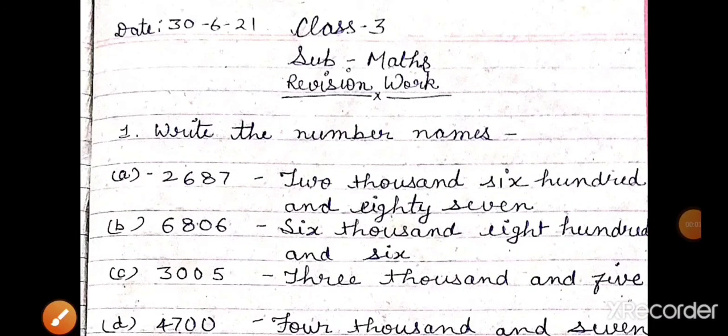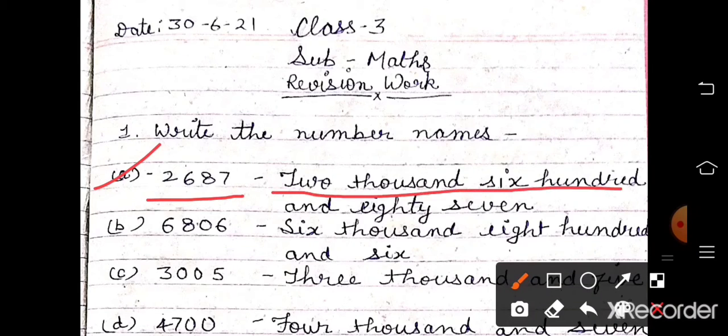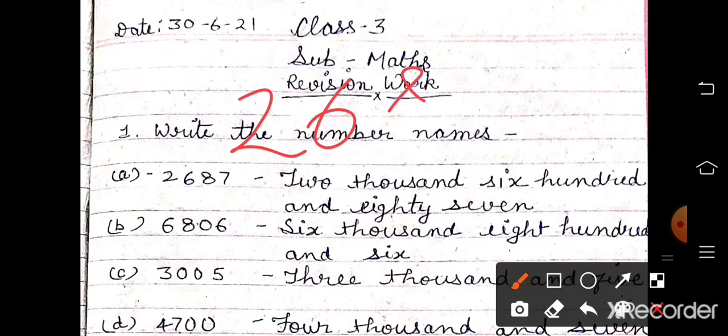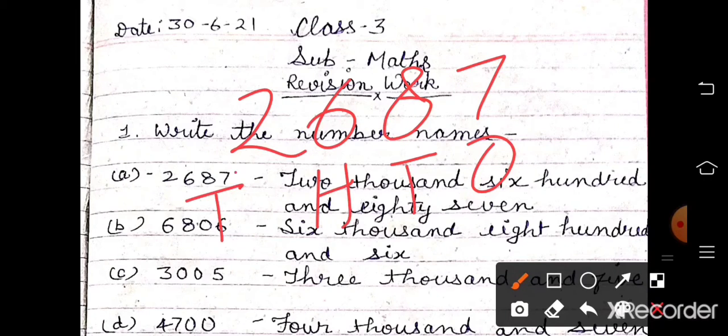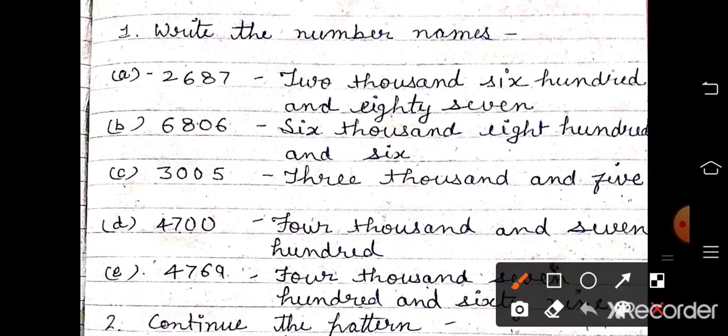Okay, so this is the solution. Question number 1, write the number names. A part, 2687. 2687 has ones, tens, hundred and thousand. Okay, so like this you have to write.